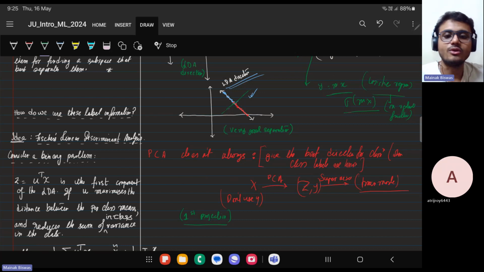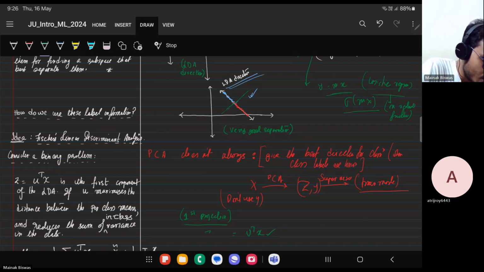Okay. So the first projection is, again, U transpose X. Do you agree? This is X, and this Zi is the projection for the ith data point. Clear?